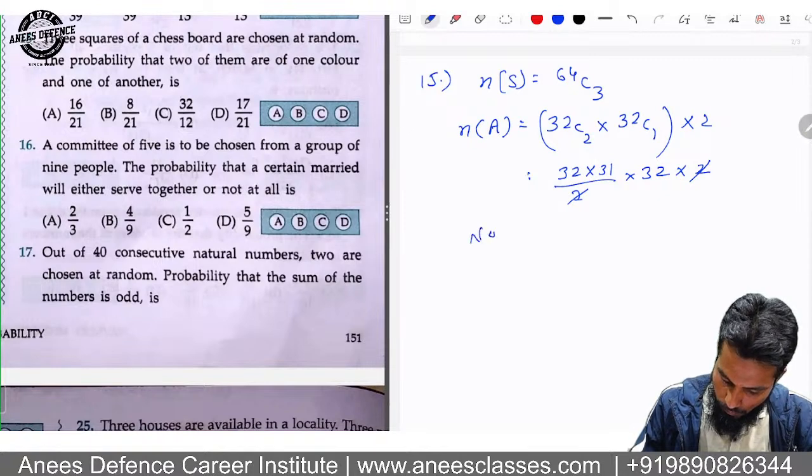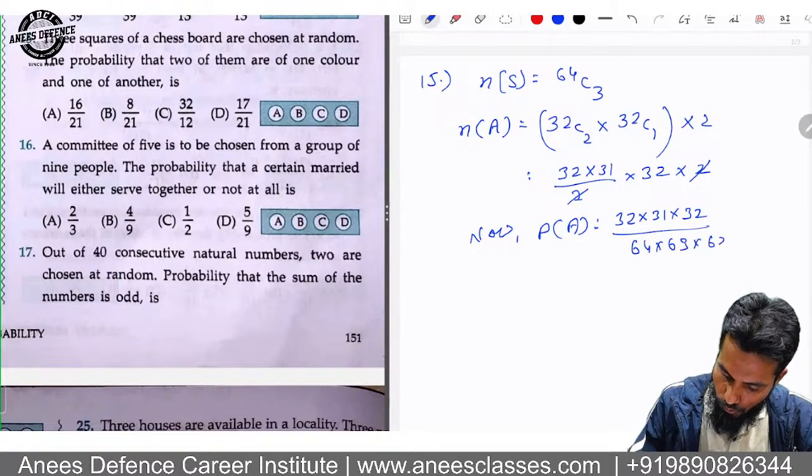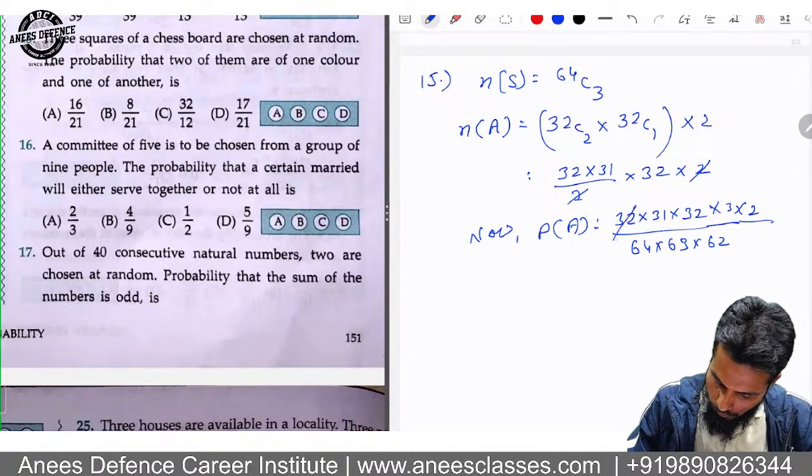Now probability can be written as 32 multiply with 31, again multiply with 32, divided by 64C3, which is equal to 64, 63, 62, giving 16 by 21, that is A. Okay, option A is correct. And dividing it by 3 into 2 into 1. Then 32 into 64 two times.